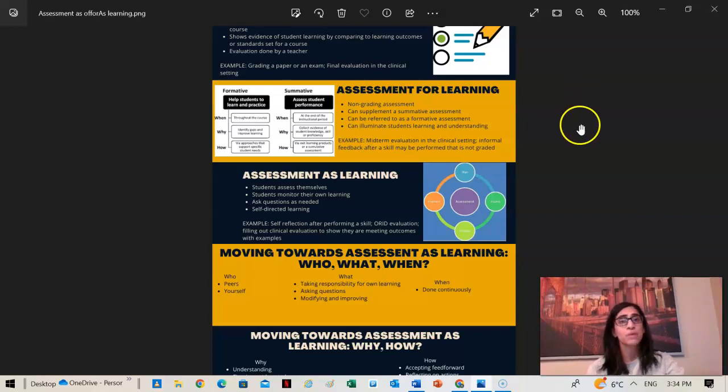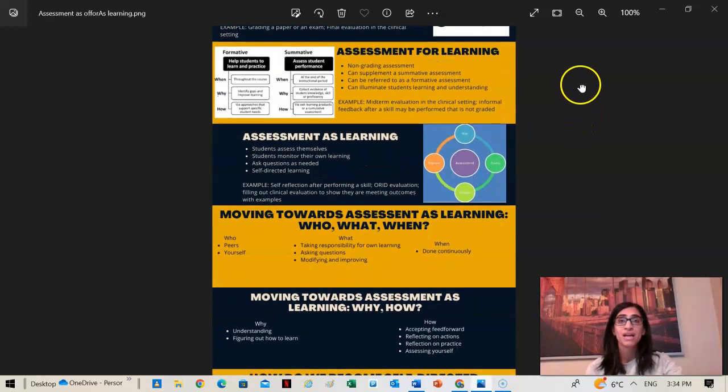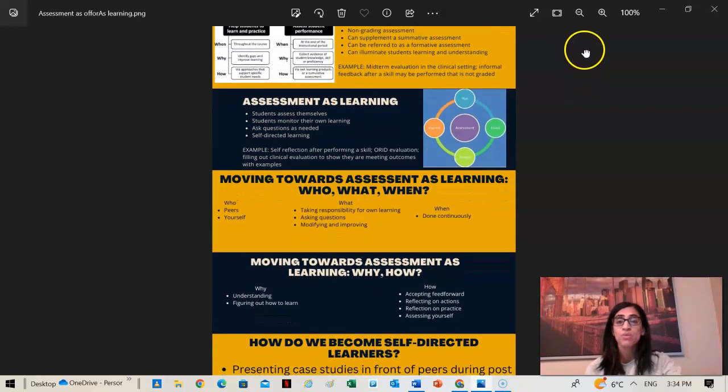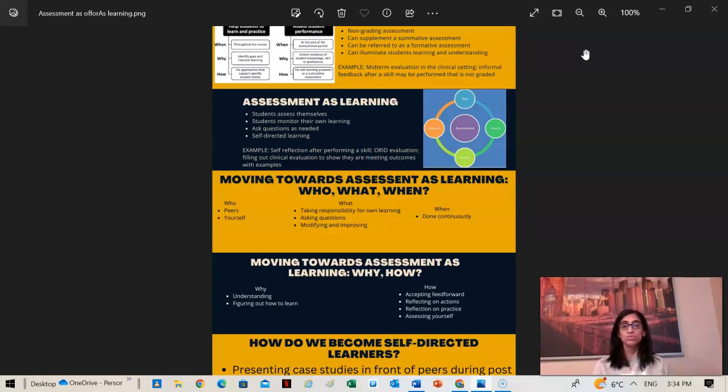So the strategy would also be explaining to students, why do we want to develop into self-directed learners? Well, how do we do this? Or how is this done? So first of all, who is helping us towards this assessment as learning? So of course, just letting them understand it's yourself. So you're reflecting on your own practice, accepting feed forward from peers.